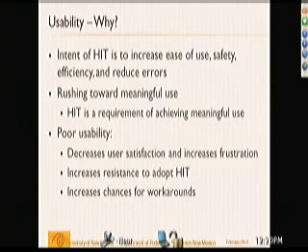Kind of the negative side of things, poor usability decreases user satisfaction and of course makes people more frustrated. It increases the resistance to HIT and increases the chances for workarounds. And I'm sure you're familiar with this.